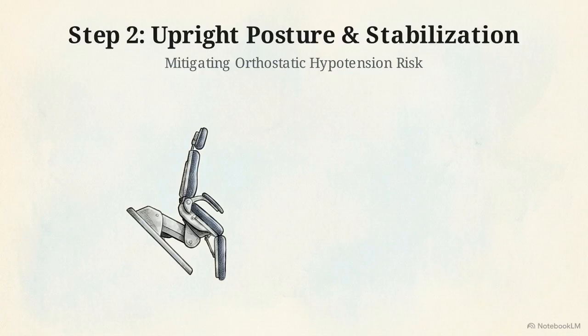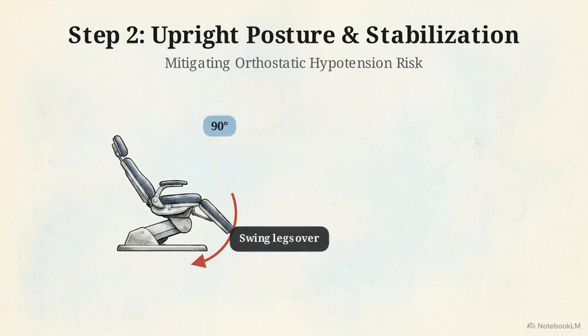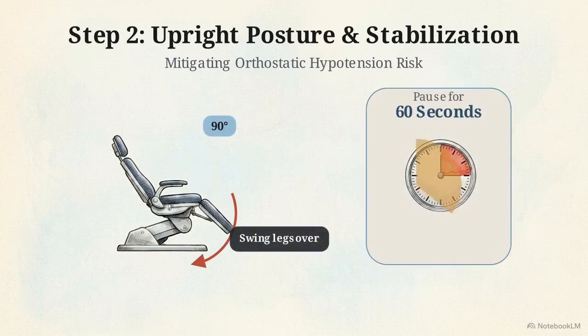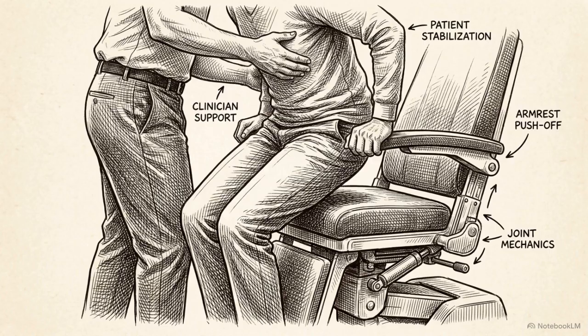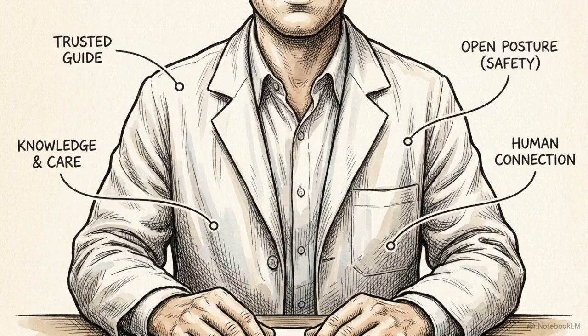This schematic shows Step 2. Elevate the chair to 90 degrees. Have the patient swing their legs over the side of the chair and pause for another 60 seconds. Step 3. Assist the patient to a standing position. Keep your hands ready and ensure they are completely steady before you release support. Executing these physical steps with precision guarantees a safe outcome, matching the strict care you applied to their pharmaceutical dosing.